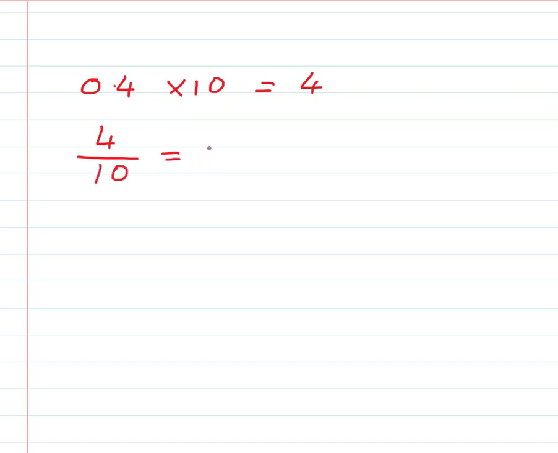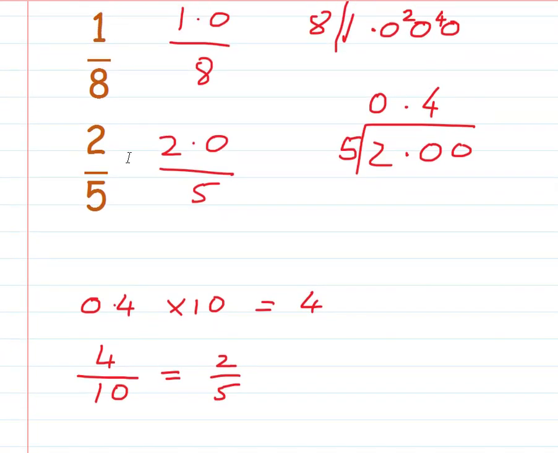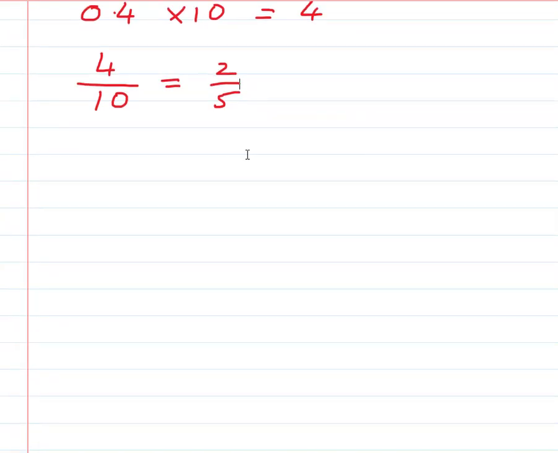And the final step is simply to simplify. So you can divide both by 2, and you end up with 2 over 5. So 2/5, 0.4. Let's do another one now.